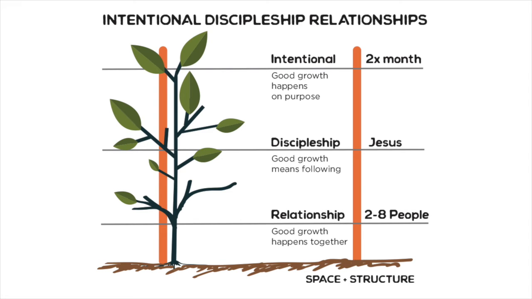This third one, relationship. Good growth happens together. You see that Jesus didn't call one person to follow Him in the Scriptures, but He called a group of 12.